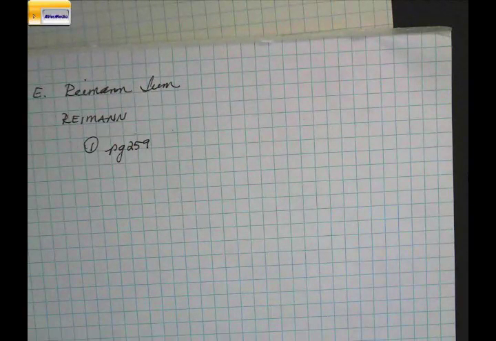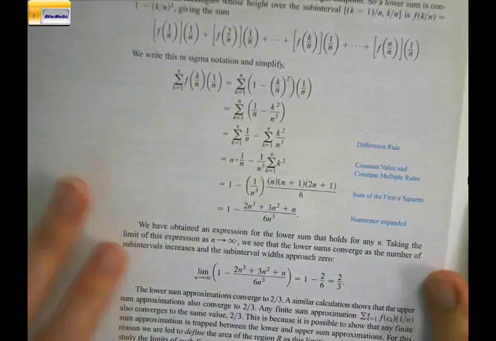Suppose we don't want the width to be consistent of each rectangle under the curve. Okay? Suppose we want it to vary.